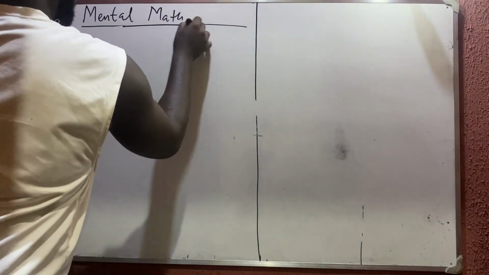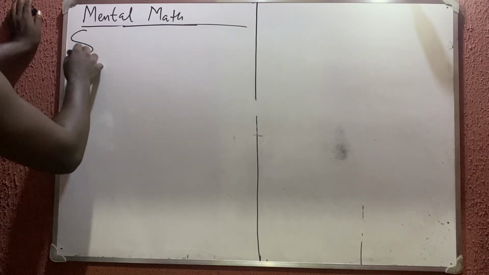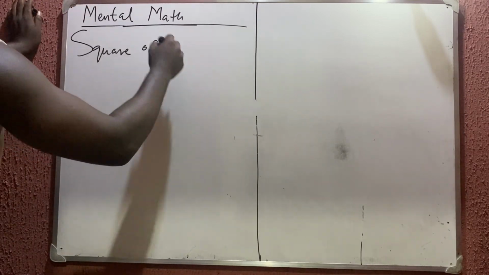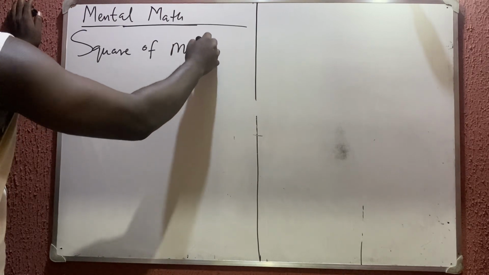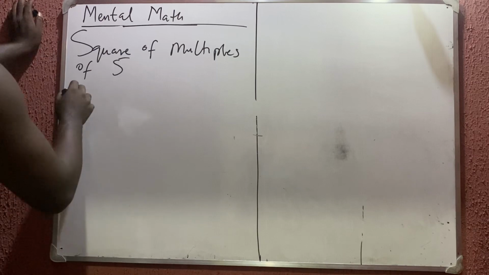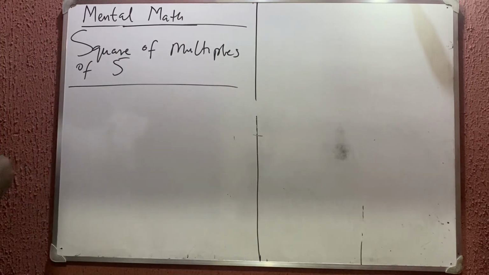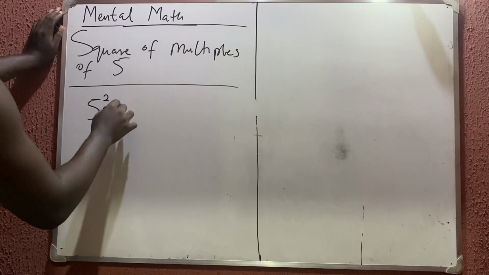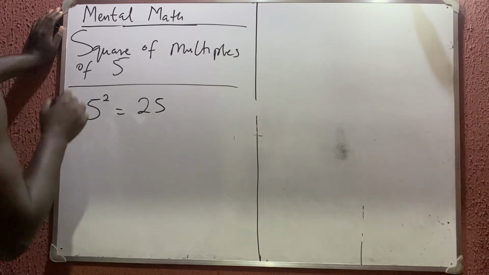All right, let me teach you a trick on square of any number that ends in 5. Okay, square of multiples of 5. When I mean multiples of 5, I mean any number that ends in 5. For example, 5 squared is 25. We know this. All right.